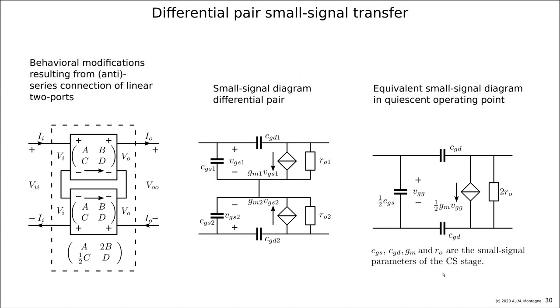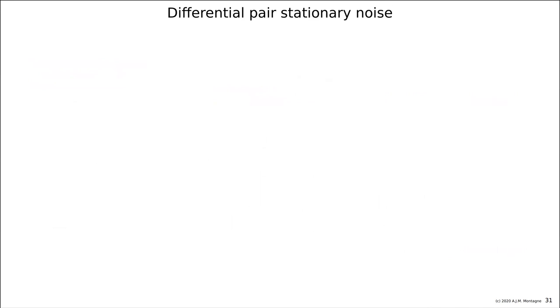So then what remains is the noise. We have discussed the large signal behavior. We now have seen the small signal dynamic behavior, and now that we know the small signal dynamic behavior and we know ABCD of the total structure, we can talk about the noise. So let's see the differential pair stationary noise.